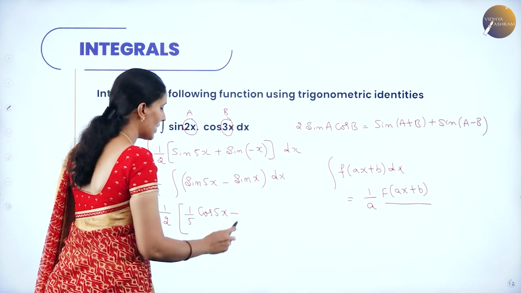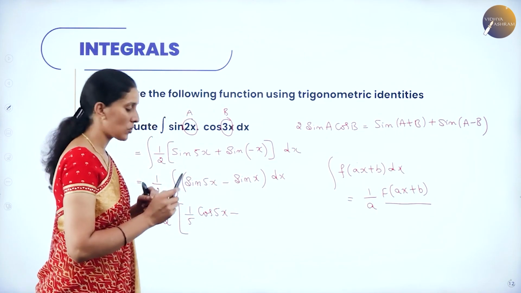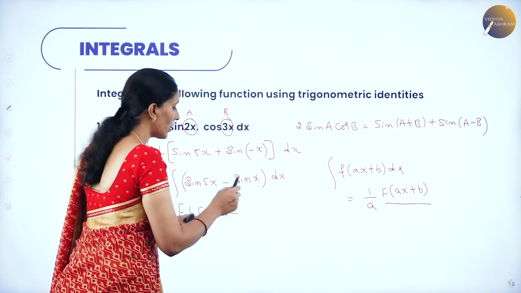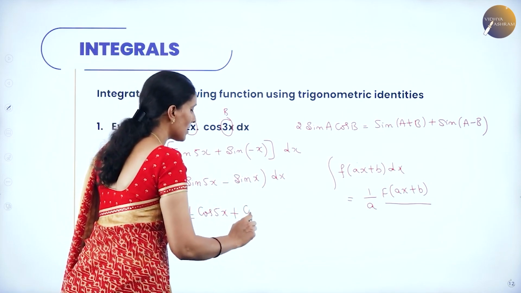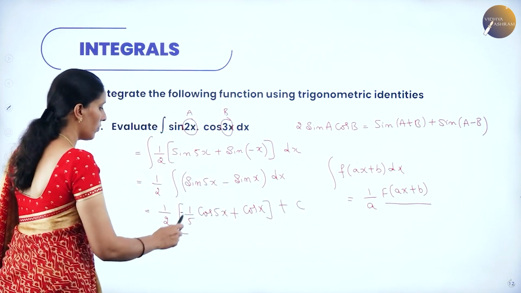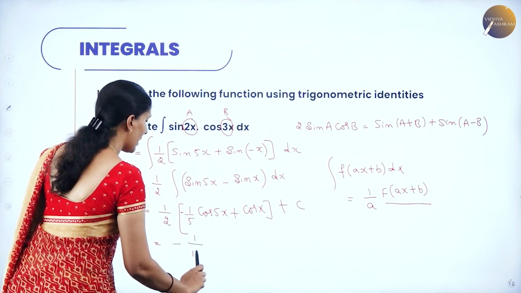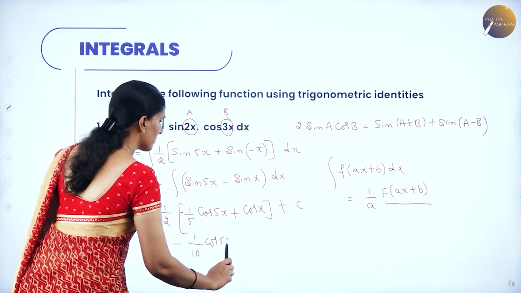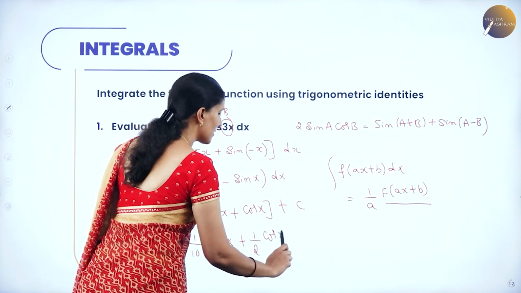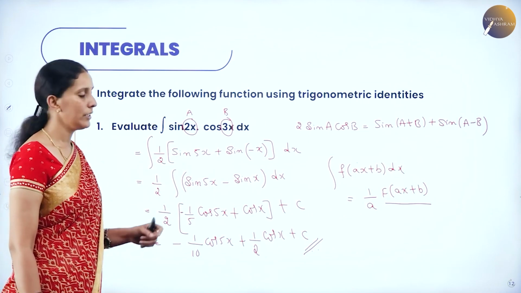Next, again minus, what is the integral of sin x? Again the integral of sin x is minus cos x. So here it is minus 1 by 5 cos 5x, and here also it is minus cos x, which becomes plus cos x, plus c. So when you multiply this, you can write this as minus 1 by 10 cos 5x, next plus 1 by 2 cos x plus c. So this is the given value of the integral.